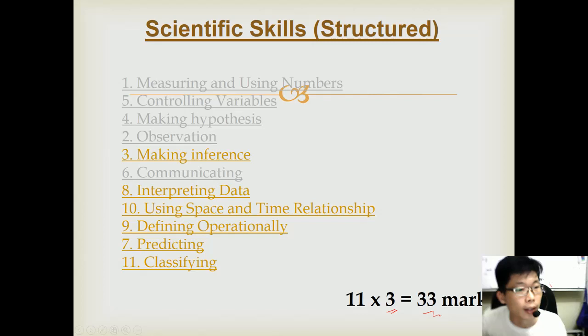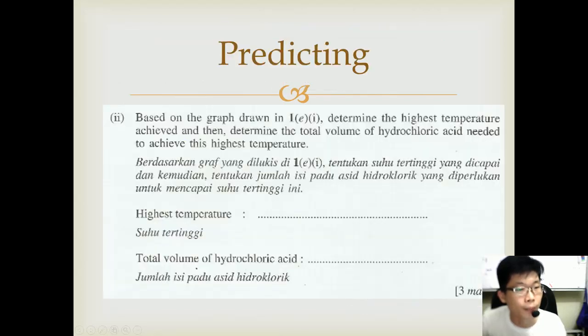Next is the prediction. Prediction based on the graph determines the highest temperature achieved and then determines the total volume of the hydrochloric acid needed. So the student needs to determine the highest temperature and the volume of the acid. Based on the graph, the student should be able to get the value for the highest temperature between 41 to 41.4 degrees Celsius. Make sure that you write the unit, and the total volume of hydrochloric acid between 22 to 23 cubic centimeter.